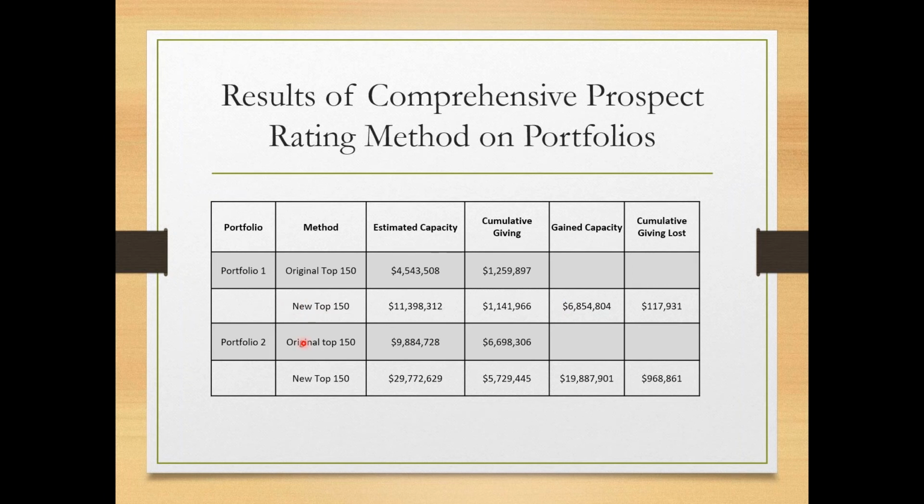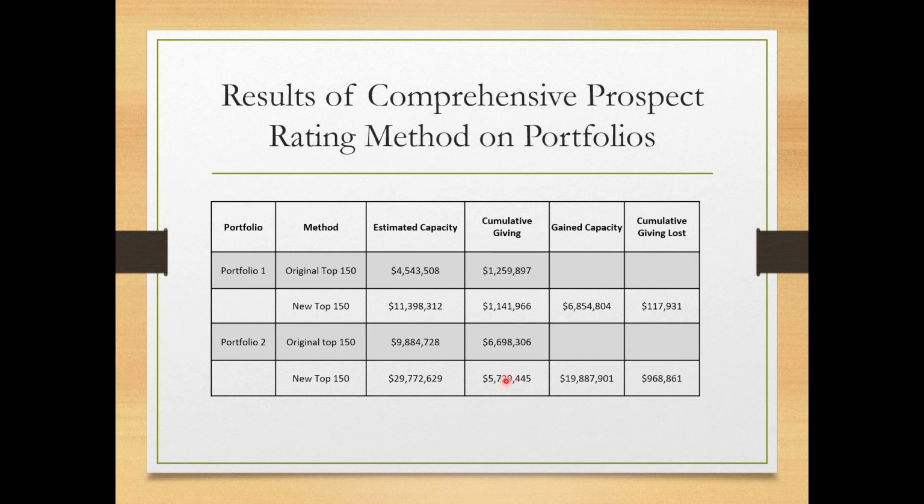And another development officer in that same organization, their original top 150 sort, they had 9.8 million in capacity. Those prospects had given just under $6.7 million. And when I reconfigured their top 150, removing some of those bottom tier prospects that didn't have great upside, the estimated capacity shot up to just under 30 million, and the cumulative giving only dropped by 970,000.